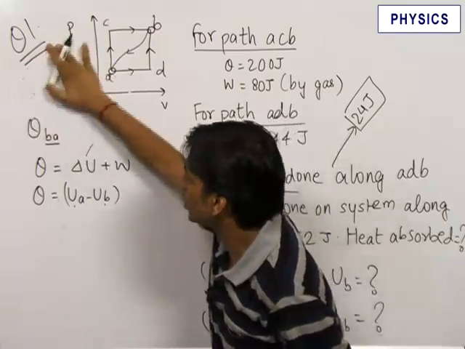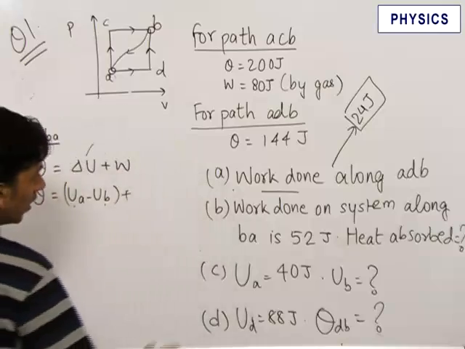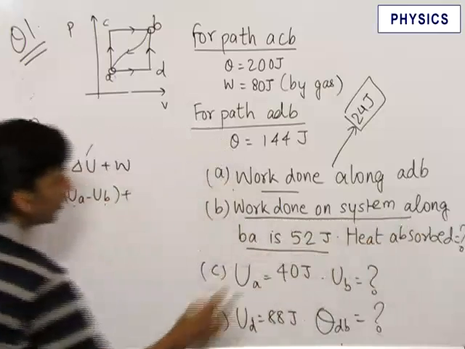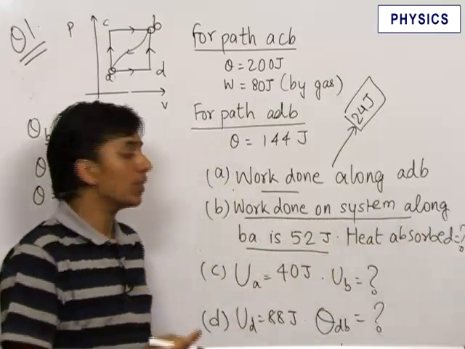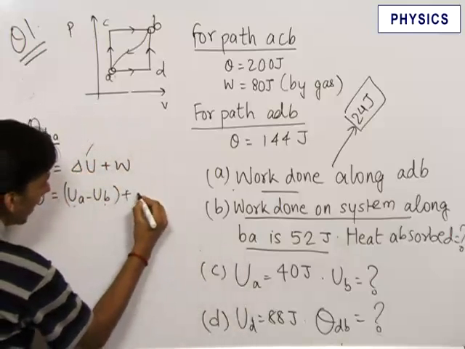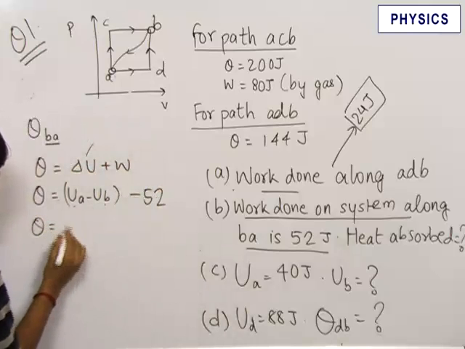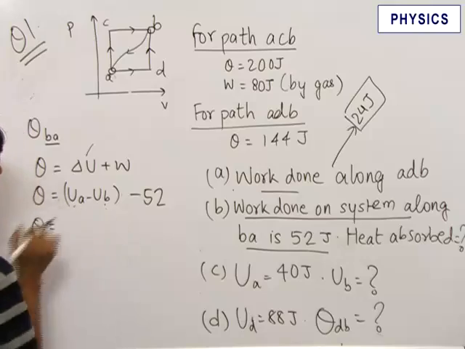Always, whenever there is anything like delta P in physics, it is always P final minus P initial. Delta means change in this quantity, that is always final minus initial. So over here we write UA minus UB plus work done by the gas. Now here work done on the system along BA is given to be 52 joules. Now work done by the gas is equal to negative of the work done on the system, that is minus 52. So Q is equal to UA minus UB minus 52. So we need to find out UA minus UB.